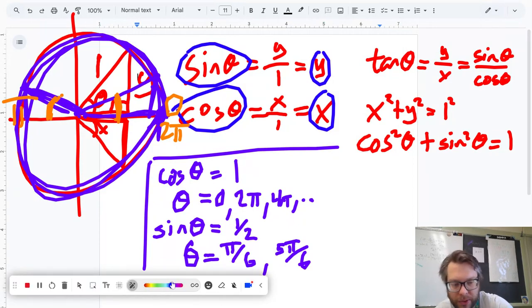Now, are those the only two solutions? No, there's an infinite number, because I can go back around the circle, back around the circle, back around the circle.